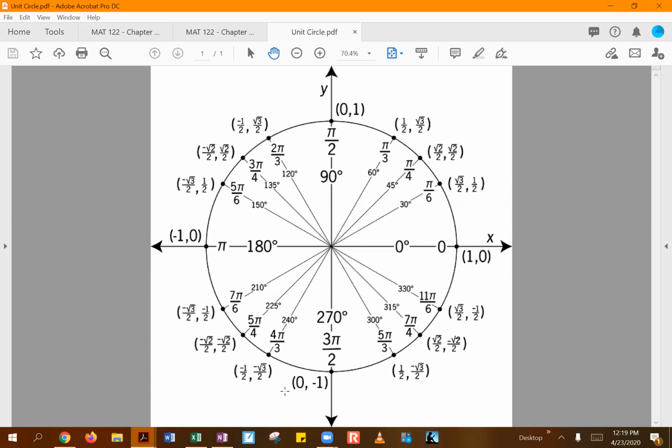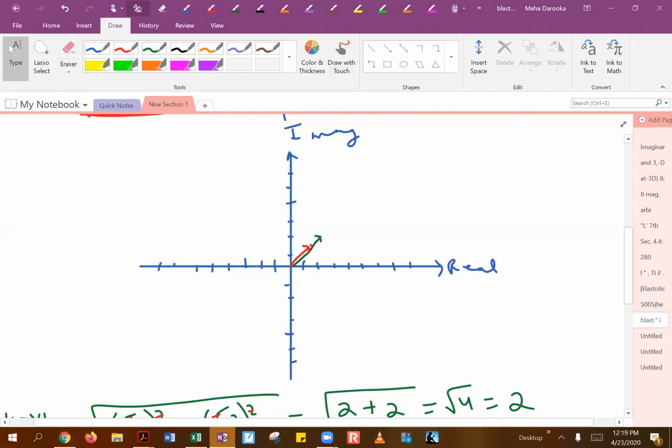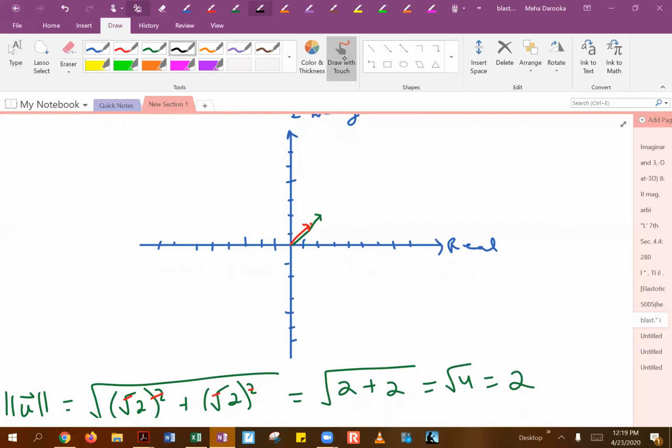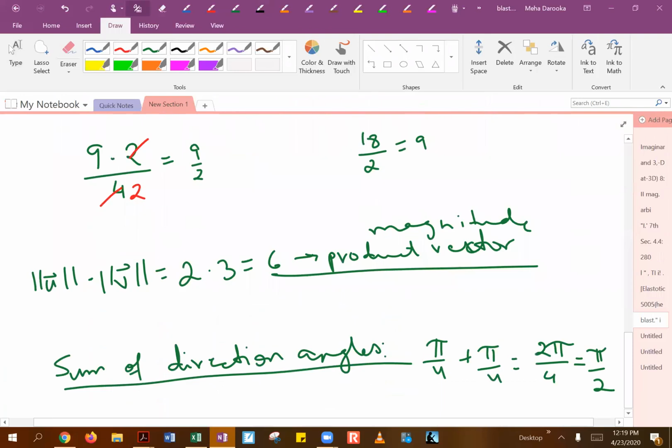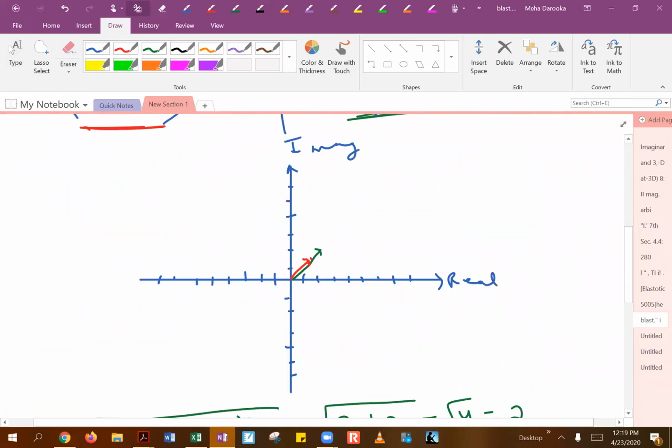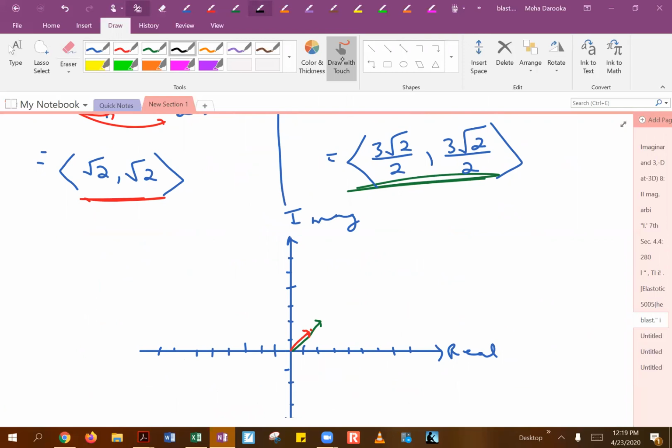So that means you are going in the 90-degree direction, of course, starting from the origin. And what was our magnitude for the product vector? 6. Yeah, so you will be going 6 units on this imaginary axis. If I can get this to draw for me, right through here, this is going to be our product vector.